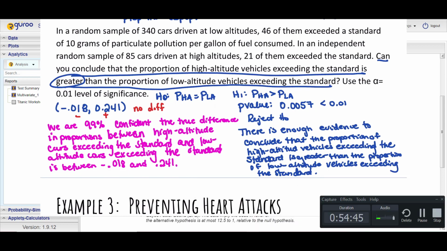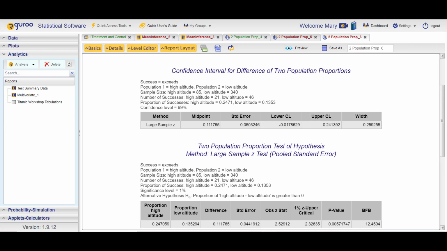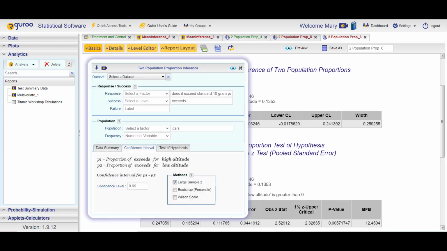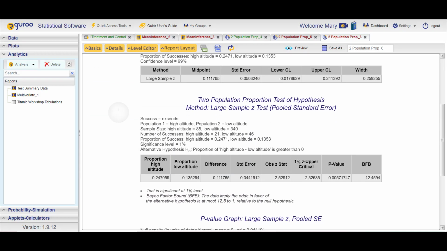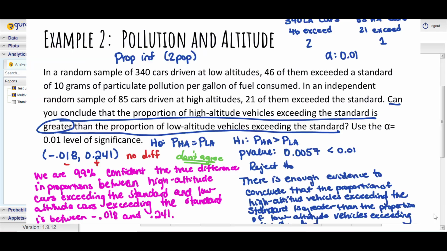Oops, I'm clicking the wrong buttons. Let's just go back and make sure we did it right. Data summary, confidence interval, 0.99, large sample Z. It's between a negative and a positive, so there's going to be no change. So in this case, they don't agree. I believe I've told you that occasionally that happens. Most of the time they do agree, but sometimes they don't. So this time they do not agree.